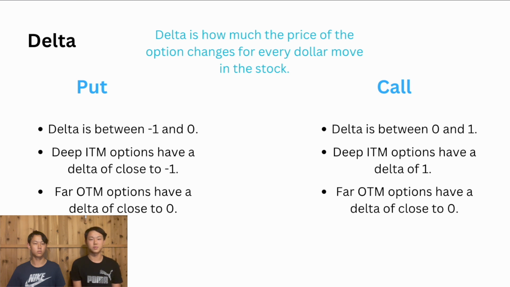If I own a put option with a delta of -0.5 and the underlying stock price decreases by $1, then the price of my put will increase by 50 cents. If the underlying stock price increases by $1, then the price of my put will decrease by 50 cents. As you can see, for put options, if the underlying stock price goes down, then the option increases in value. For calls, if the underlying stock price increases, then the option price increases as well.